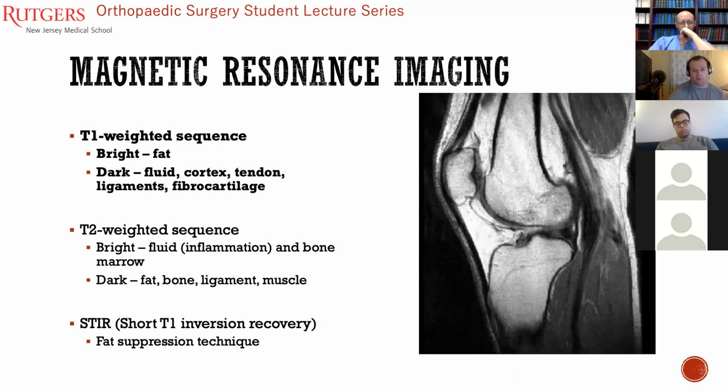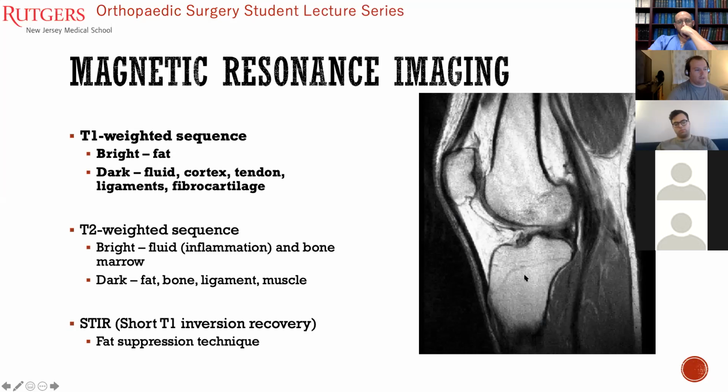When we're talking about MRI on the most basic level, we really have three main different sequences that we're looking at to help delineate what's going on. The first one is the T1 weighted sequence. This helps us see most of our normal anatomy, and the fat is bright. The darker areas are more the fluid, the cortex, tendon, ligaments, fibrocartilage.